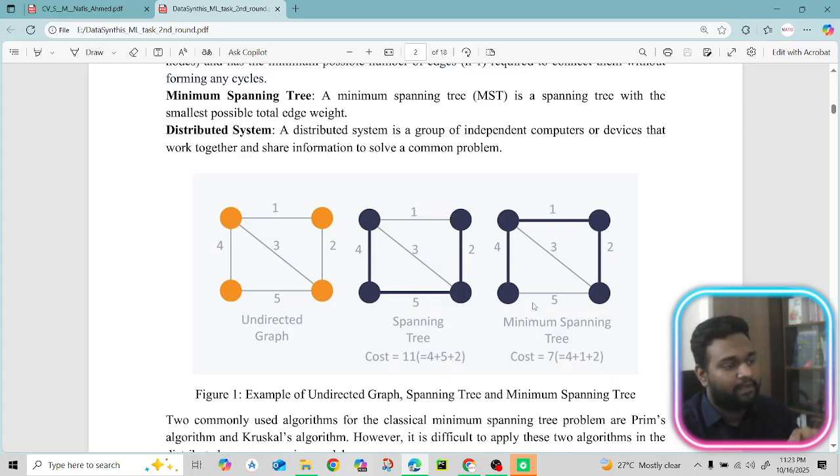And what is a minimum spanning tree then? A minimum spanning tree is the tree which has the smallest possible total edge weight. Here you can see it is 4 plus 1 plus 2, it is 7. And in this spanning tree you can see it is 4 plus 5 plus 2, it is 11. So this is the smallest one. So we are calling this a minimum spanning tree.